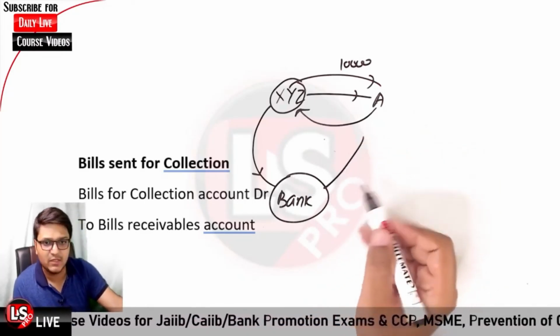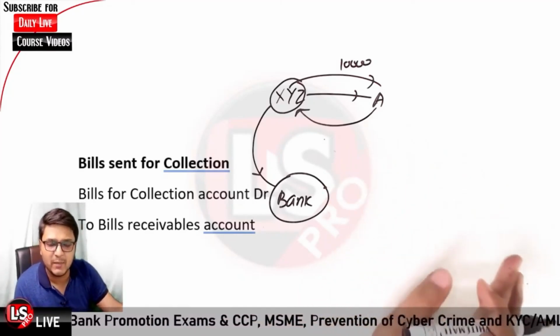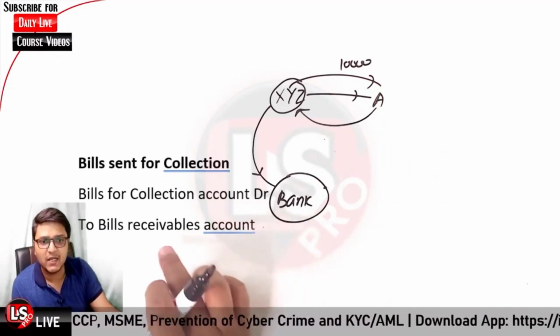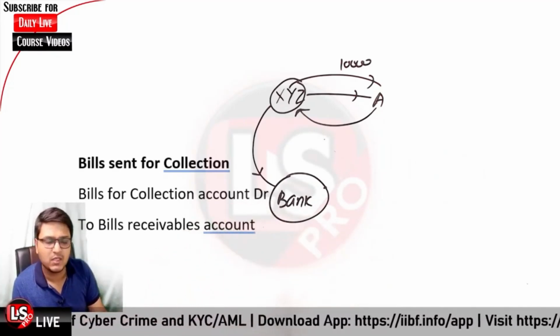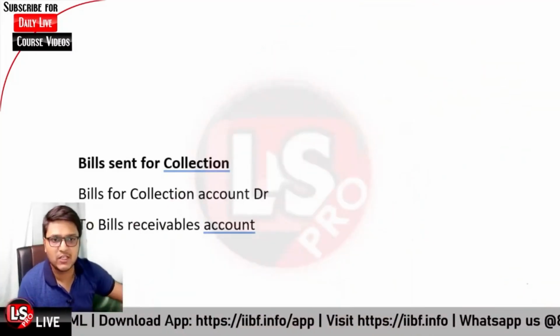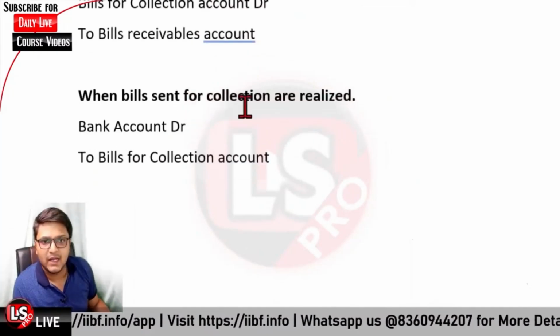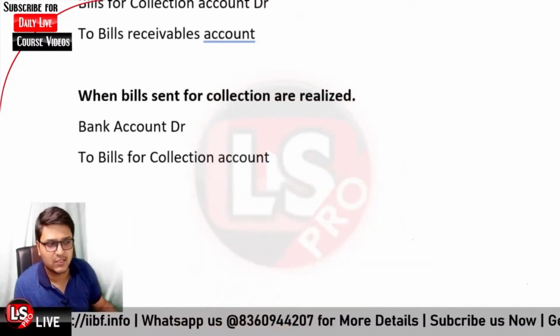In that particular case, bills sent for collection account is to be debited, and bills receivable account is to be credited. Okay, so that would be the journal entry in that regard. So bills for collection account is to be debited and bills receivable account is to be credited. And the last entry is when bills sent for collection are realized.